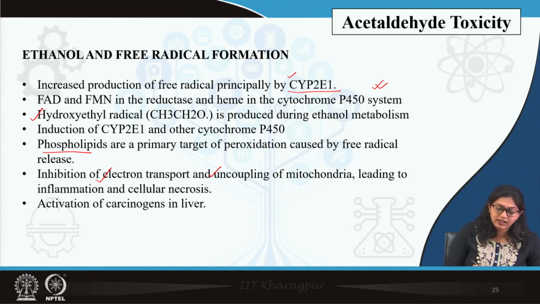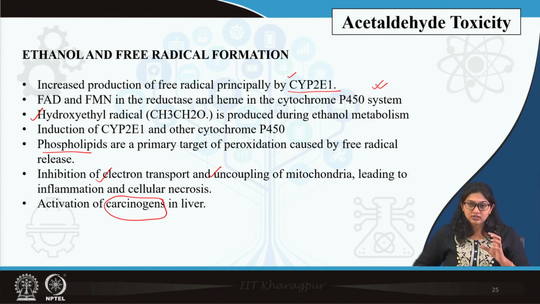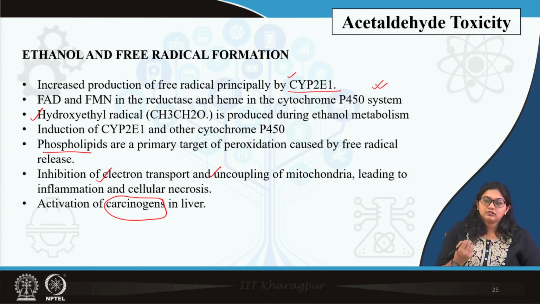Also, there are different types of carcinogens. Carcinogens are those products which can cause cancer in our body, but they remain in inactive form. There should be some trigger which activates these carcinogens. So, free radicals are such triggers which can activate carcinogens in the liver, causing hepatocellular carcinoma. So, this is one cause of hepatocellular carcinoma induced by chronic alcoholism.